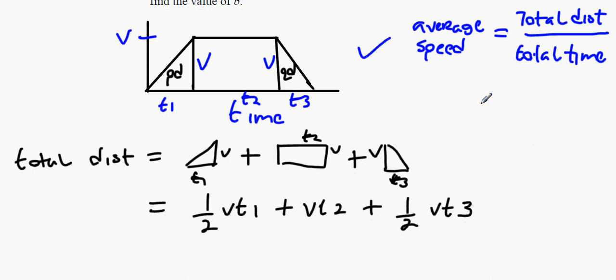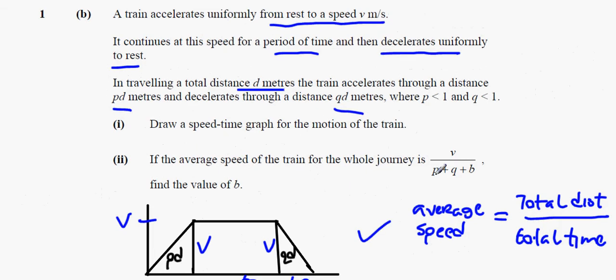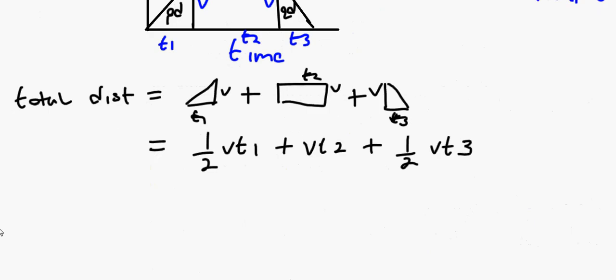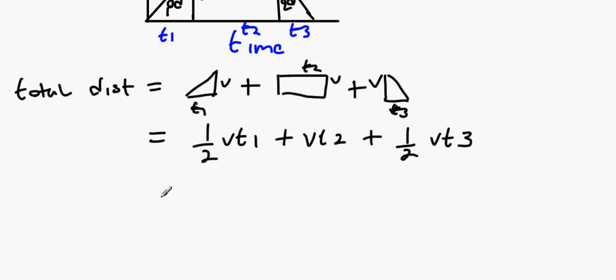We basically need, in our answer, no t's. There's no t1, there's no t2, and there's no t3. So we've got to get rid of t1, t2, and t3. In order to get rid of them, we know that this one here is equal to PD, and this one here is equal to QD. So what we need to do is solve for t1.